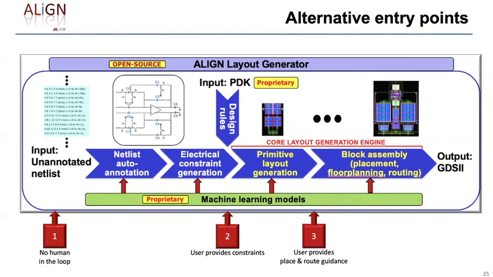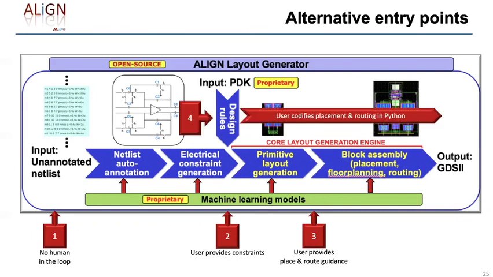Entry point 3 is a situation where the user also provides place and route guidance. And this was particularly useful for experienced designers. And then entry point 4 has a scenario where the user codifies placement and routing rules in Python. And then these are used to generate layout using the core ALIGN tools.